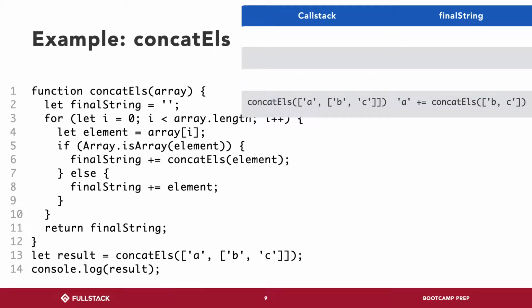We get to the second iteration of this for loop, and we get to the second element, which is an array. So now we hit this if statement. We say final string, which is the string A, is now plus equals concat else of an array of B and C.